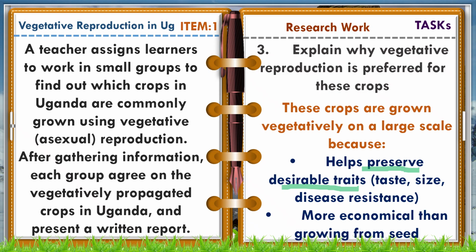And then in addition to that, they are more economical than growing from seeds. Because we are growing them from vegetative parts, and the vegetative parts are available already. So it becomes more economical because the seedlings or the vegetative parts are always available and can be accessed anytime cultivation or growth is needed, compared to the seeds.